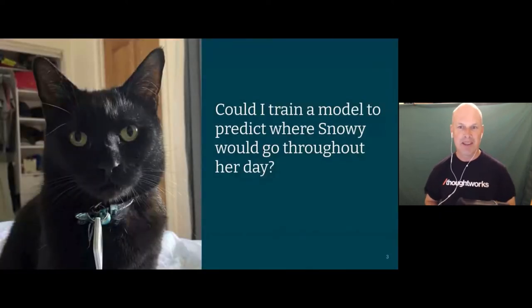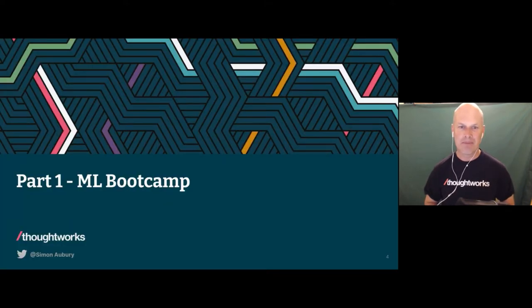I wanted to introduce my cat. This is Snowy. She's our four-year-old, somewhat ironically named cat. So I wanted to use some inexpensive hardware and a cat who is a bit ambivalent when it comes to data privacy, and see if I could actually train a machine learning model to work out where Snowy the cat was going to be during her day.